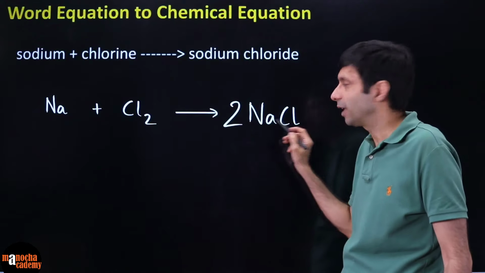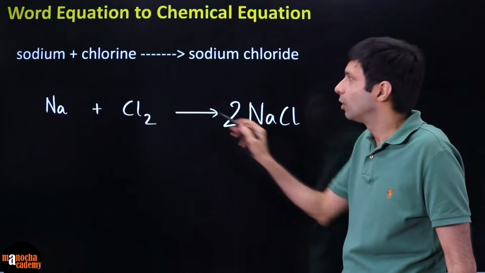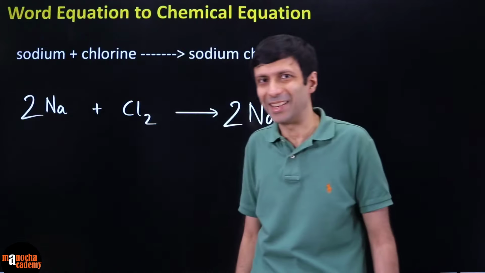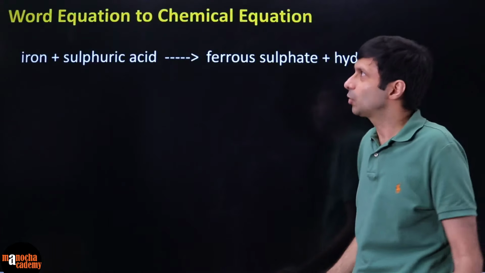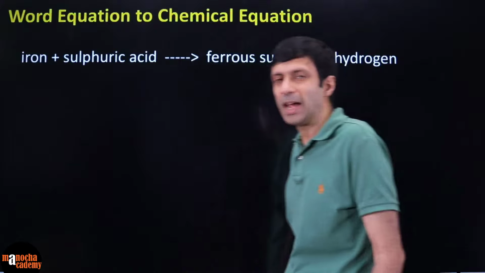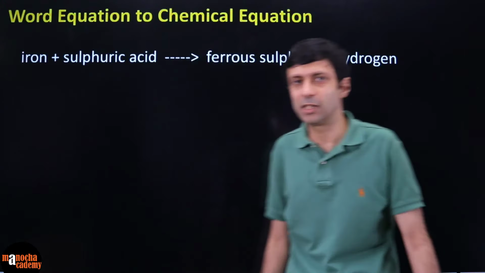So chlorine gets balanced, but sodium is 2 now, only one there. So I need to put a 2 here. And we are done. You guys want to try this one? Word equation to chemical equation. And don't worry, balancing details we'll be doing in other classes as well.